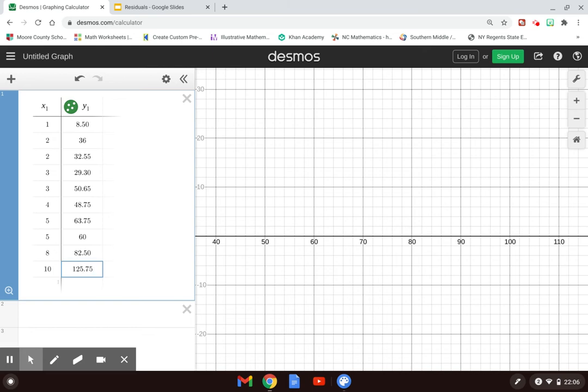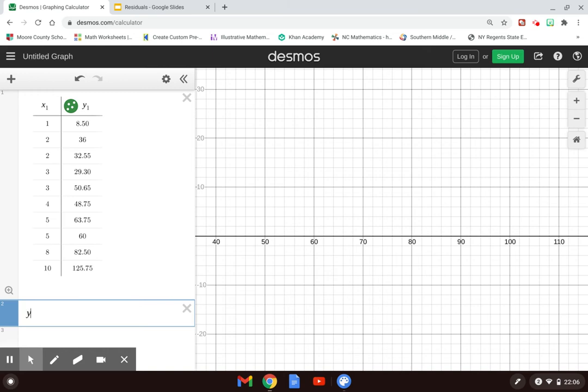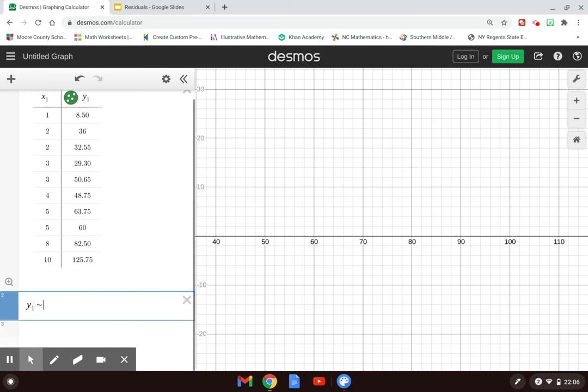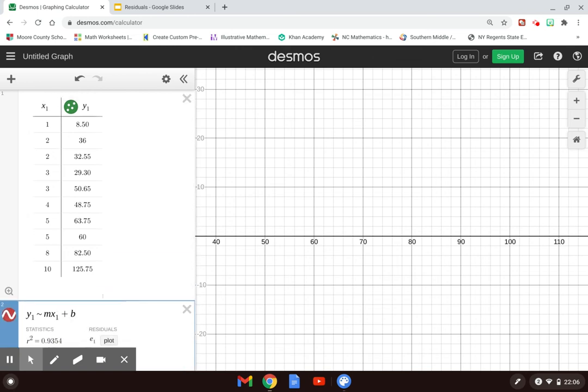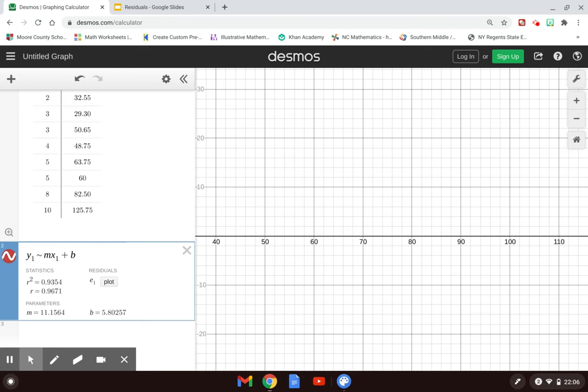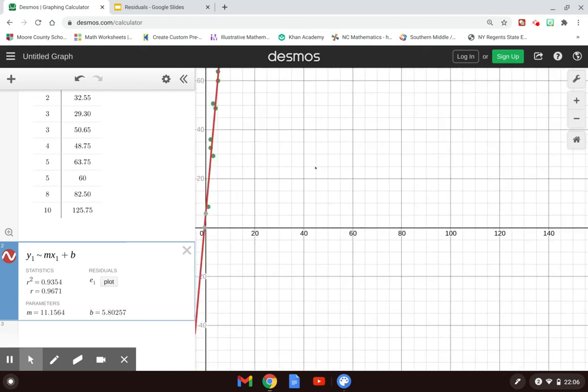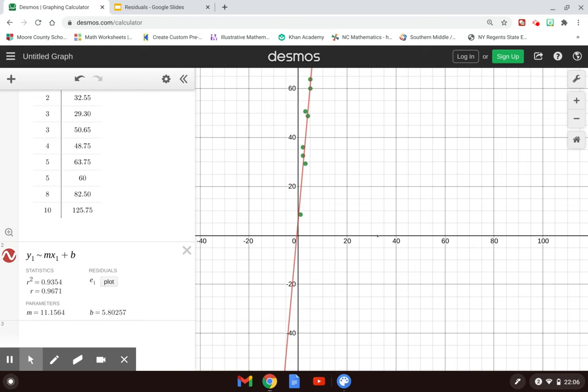All right, so then I'll just come right down here to the next cell, and y1 is approximately mx1 plus b. All right, so there again, there's my correlation coefficient. There's my slope or my rate of change. Here's my y-intercept. All right, and there's my graph over here. Okay, so now I will hit plot and plot my residuals.